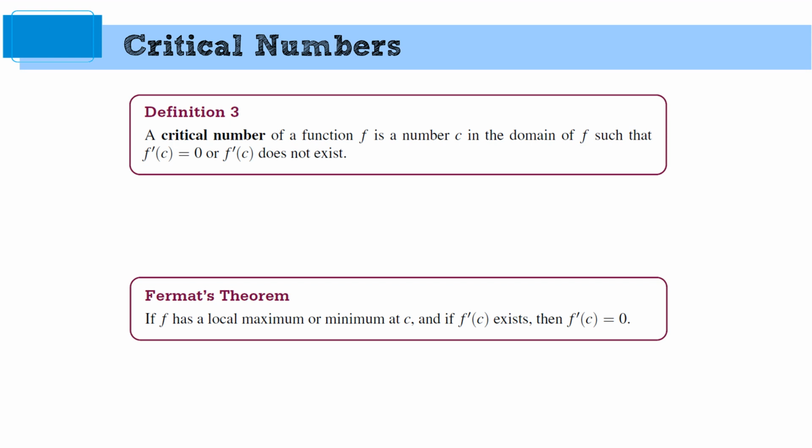Have you heard the name Fermat before? Famous mathematician? Yeah. Fermat's last theorem is one of the greatest unsolved math theorems ever, solved recently. That's one of his other theorems: if it's a local max or min, then the derivative has to not exist or equal 0.